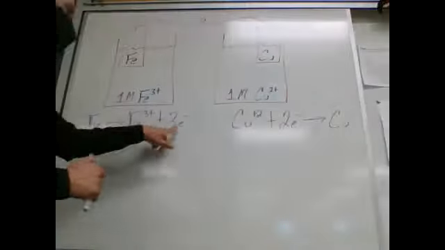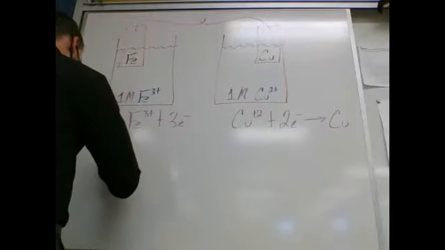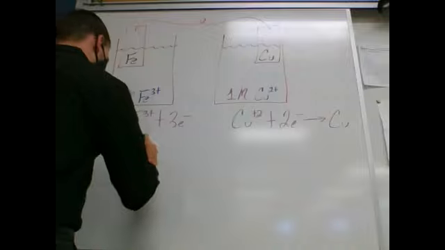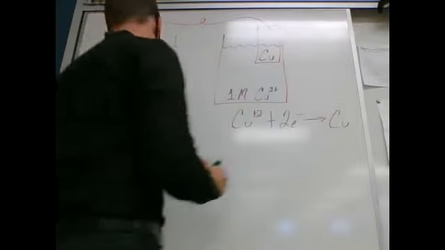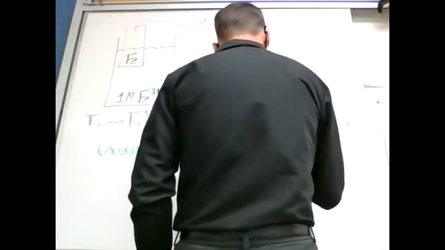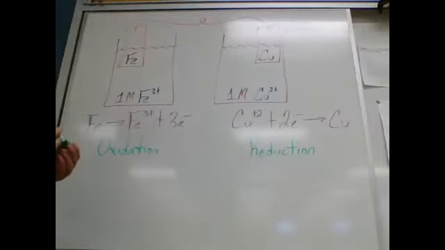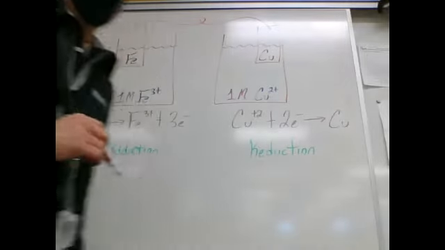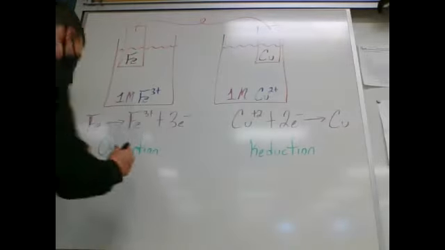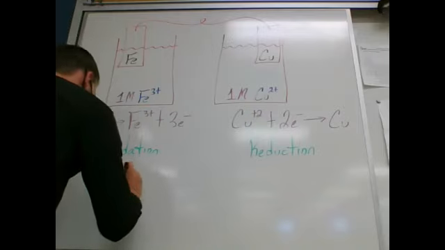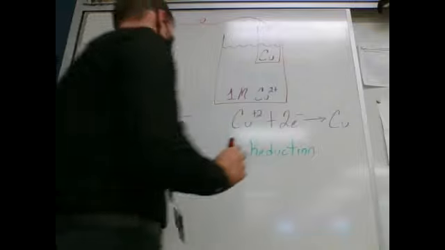Step 7, label reduction and oxidation. Electrons as products is oxidation. Electrons as reactants is reduction. Label the cathode and the anode. Oxidation always takes place at the anode. Look at the vowels. Reduction is at the cathode.